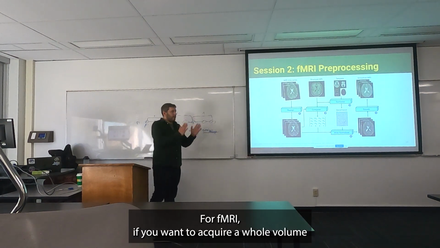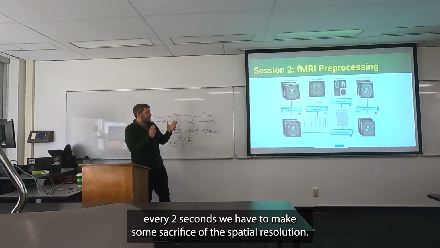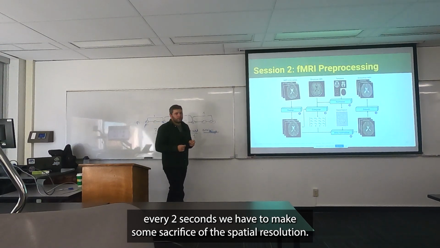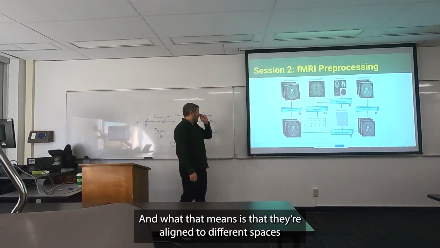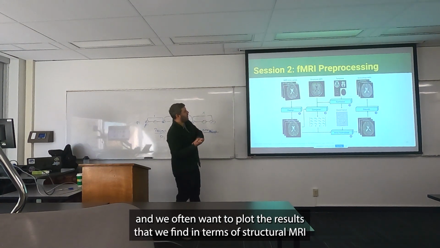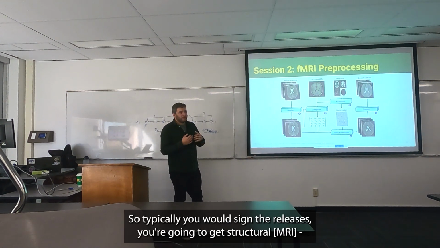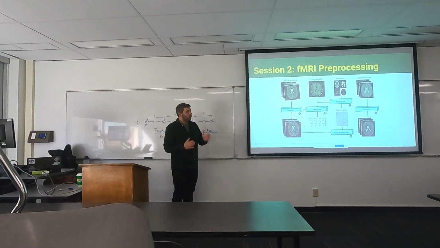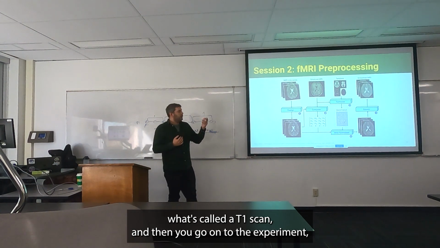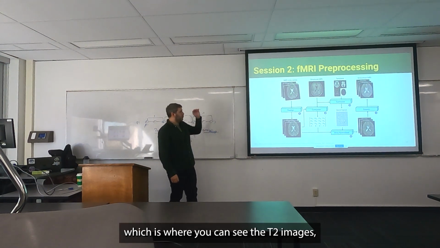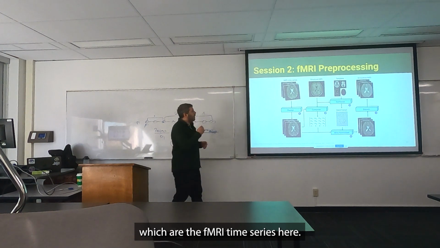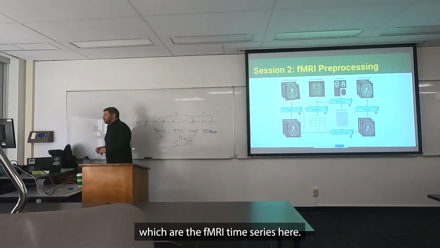But for fMRI, if you want to acquire a whole volume every 2 seconds, we have to make some sacrifice of the spatial resolution. And what that means is they're aligned to different spaces, and we often want to plot our results in terms of structural MRI that is acquired as the person is doing the experiment. So typically, you sit for the structural, what's called a T1 scan, and then you would go on to the experiment, which acquires T2 images, which are the fMRI time series.